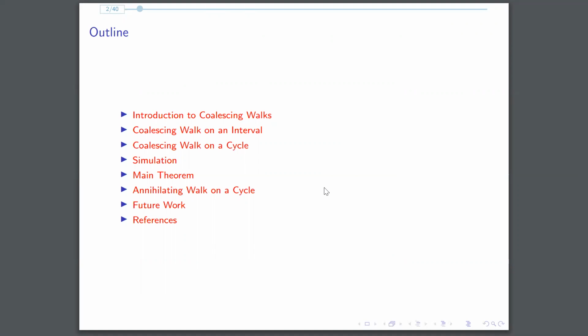Then we'll present some simulations related to the coalescing walk on a cycle, which will lead us to our main theorem. We'll then prove our main theorem and then discuss a variation of the problem of the coalescing walk on a cycle, known as the annihilating walk on a cycle. We'll then discuss our ongoing and future work.